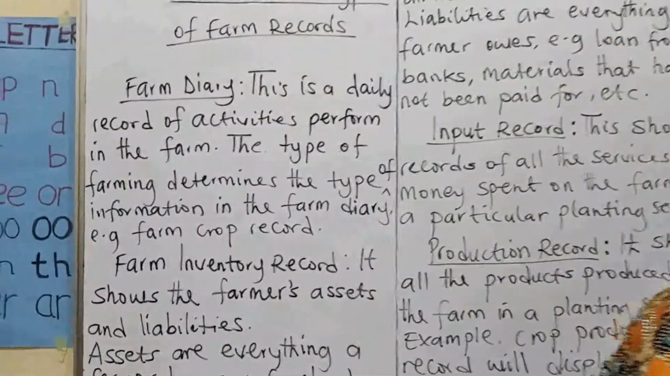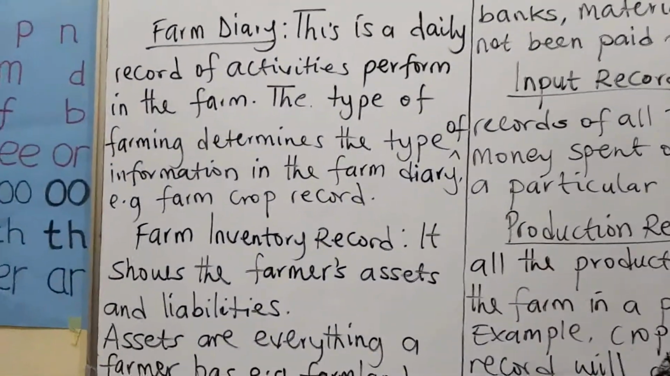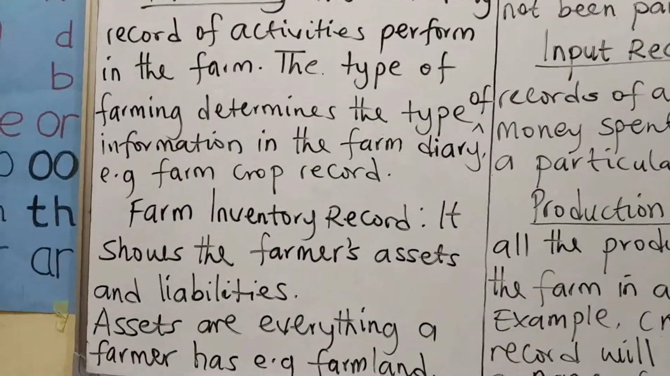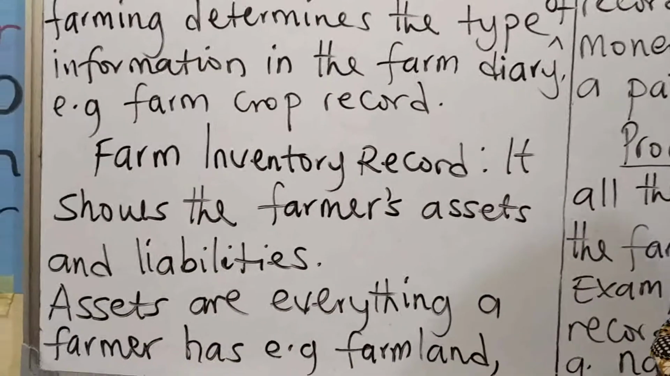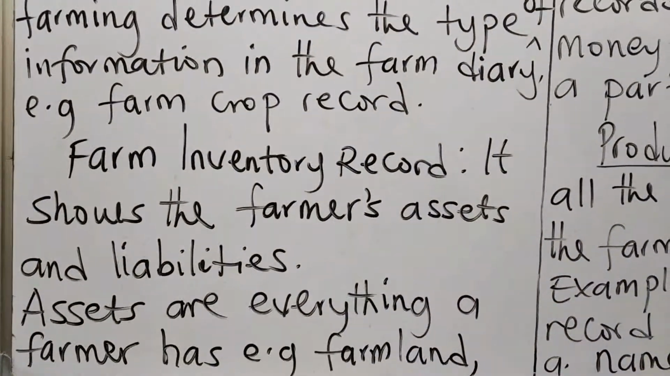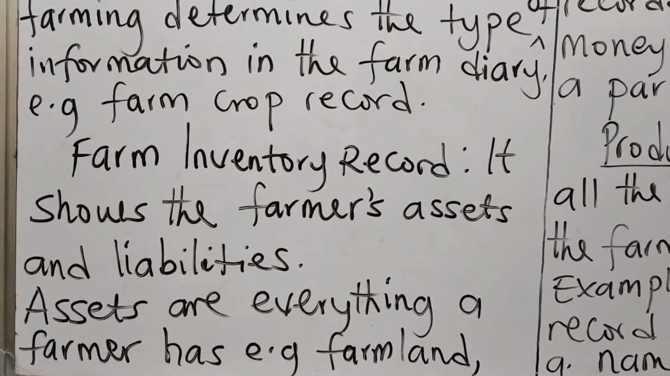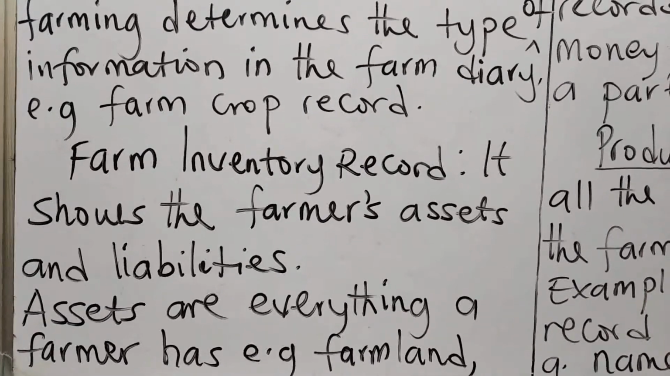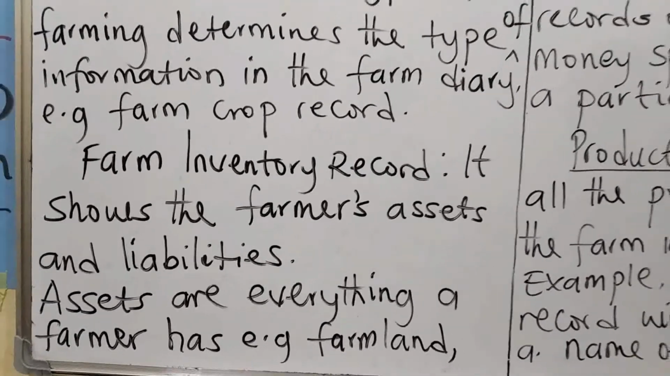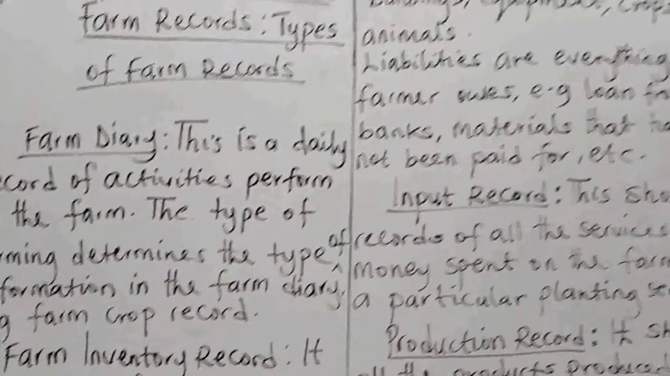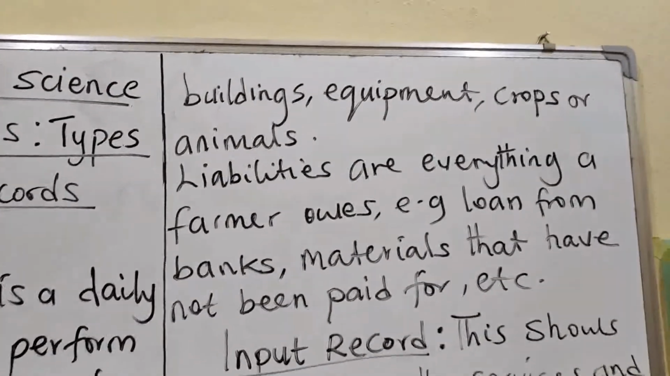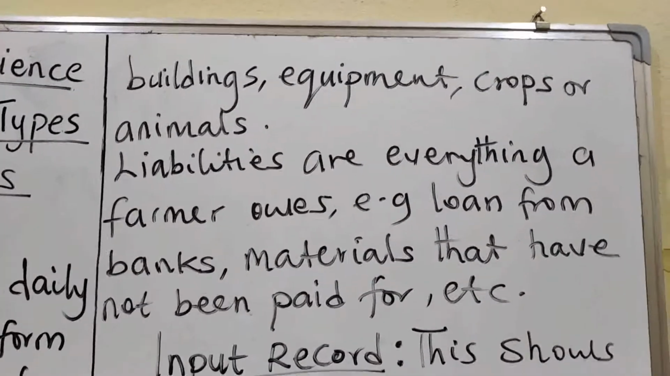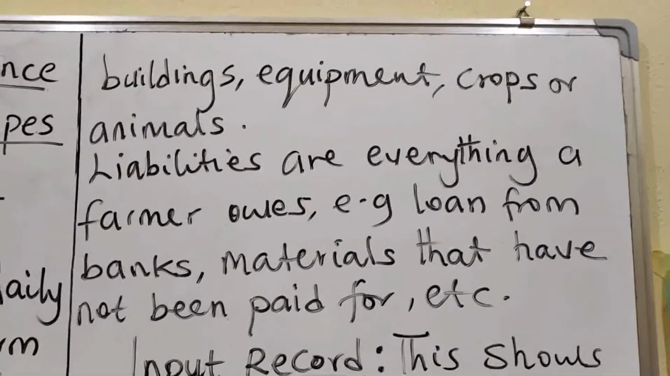Then we also have farm inventory record. Now the farm inventory record, I have told us, shows the farmer's assets and liabilities. That's what the farmer has. Assets are everything a farmer has. Farmland, I have mentioned that already. The equipment, buildings, crops, or animals. While the farmer's liabilities will be everything a farmer owes. I have said that already.